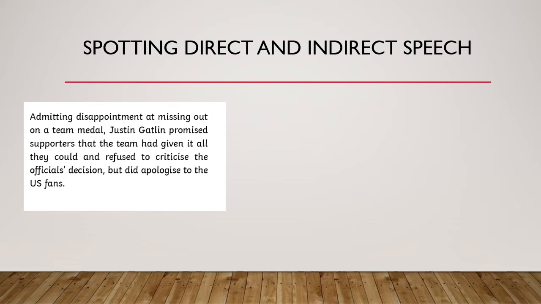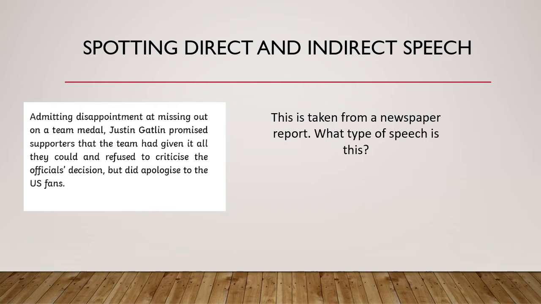So this section is taken from a newspaper. I'll read it to you. Admitting disappointment at missing out on a team medal, Justin Gatlin promised supporters that the team had given it all they could and refused to criticise the official's decision, but did apologise to the US fans. So what type of speech is this? Pause the video now and just say it aloud for me. Tell me the reason why as well.